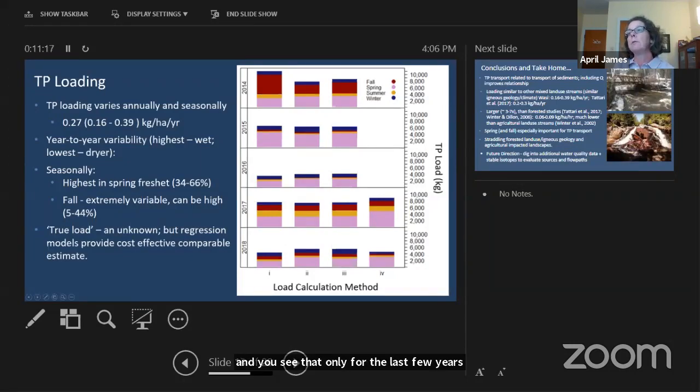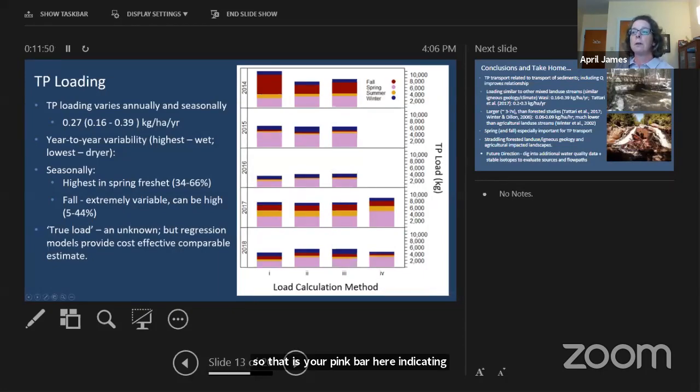So the TP loading varies annually and seasonally. We get about 0.27 kilograms per hectare per year out of the watershed on average, ranging from 0.16 to 0.39. There was considerable year-to-year variability, highest loads occurring during wet conditions and lowest during drier conditions. We see seasonally the highest loading occurring during the spring freshet. So that's your pink bars here, indicating anywhere from 34 to 66% of the annual loads.